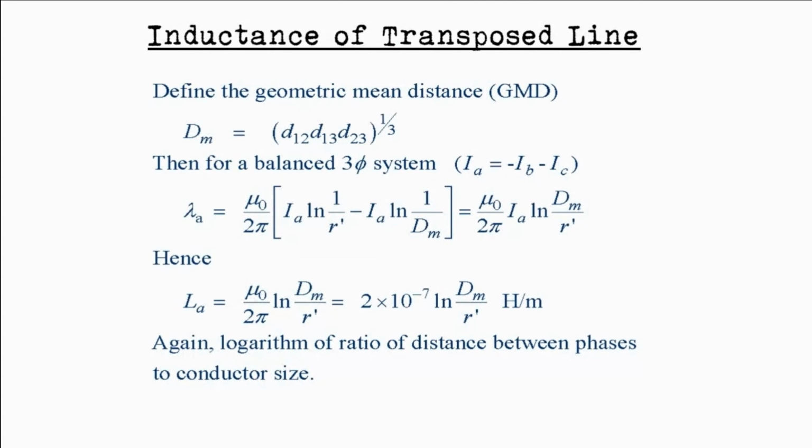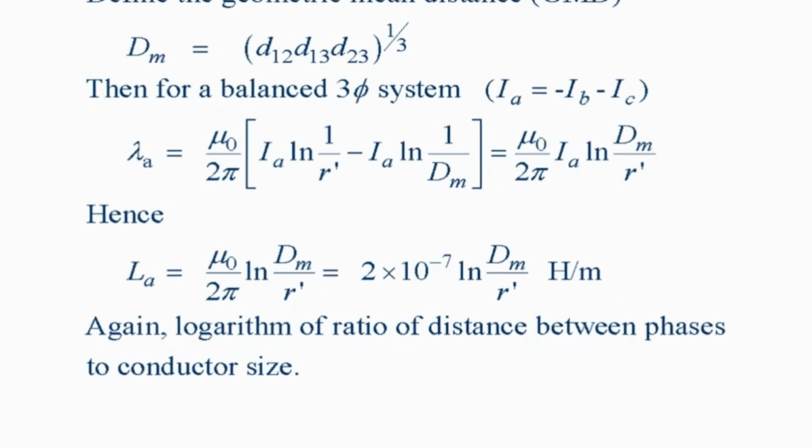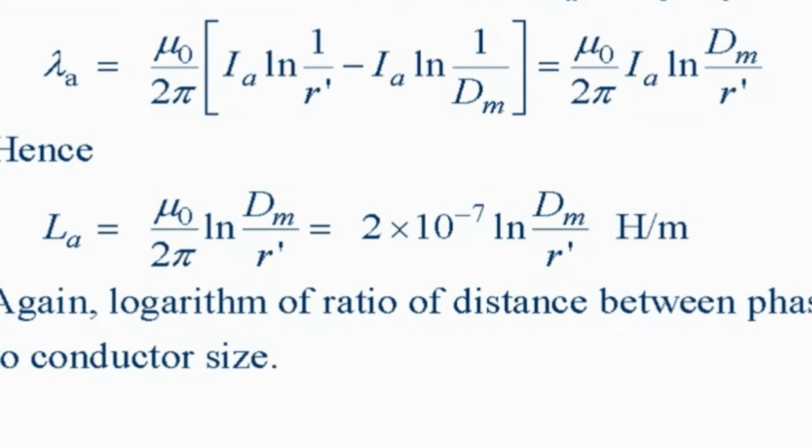Now, if I define the geometrical mean distance, GMD, as these distances to the power 1 over 3, I have a three-phase balanced system. Always I am saying this, three-phase balanced system, because I always will replace this IB plus IC by minus IA. If I do this, I will have the flux linkage equal mu naught over 2 pi IA ln DM over R dash. DM here is the geometrical mean distance. We'll see in the example how all of this is mathematically equivalent to the physical dimension.